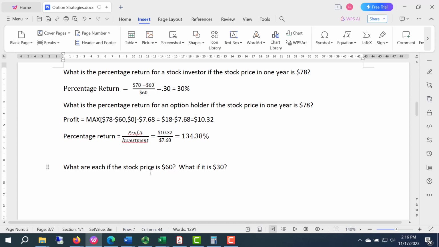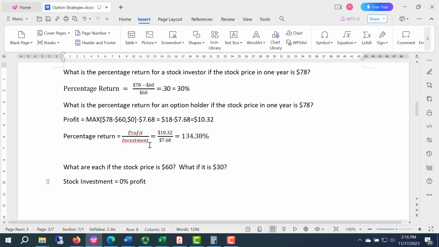So we'll see that here. If the stock price is $60, for our stock investment, the return is just going to be the change in the price. In this case, there is no change in price, divided by the initial investment. So it would just be 0 divided by 60, because 60 minus 60 is equal to 0. So our stock return is equal to 0%. We didn't lose money on it. We didn't gain money on it.